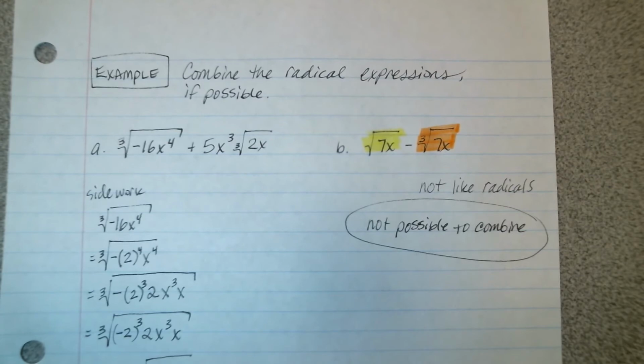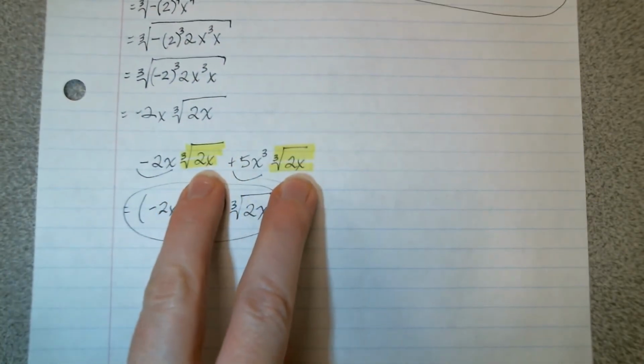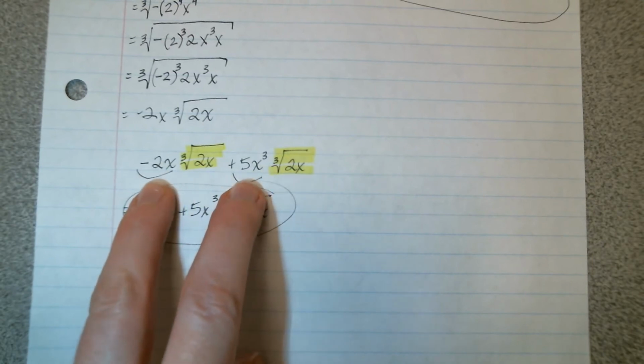So part B was short and sweet. Part A had a bunch of work to it. But basically, you just need to make sure that you have like radicals in order to combine the coefficients.